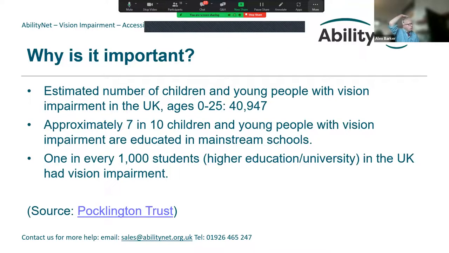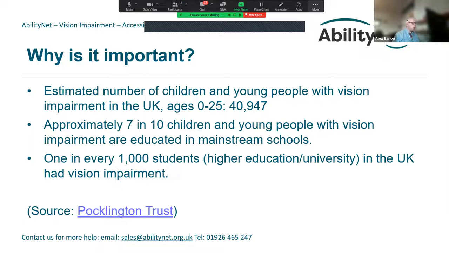Okay, thanks, Teresa. So why is it important? Well, there are some really fascinating facts here. The estimated number of children and young people with vision impairment in the UK aged 0 to 25 is 40,947, so nearly 41,000. Approximately 7 in 10 children and young people with vision impairments are educated in mainstream schools. 1 in every 1,000 students, either in higher education or at university in the UK, has vision impairment, and that is information from the Proctington Trust.